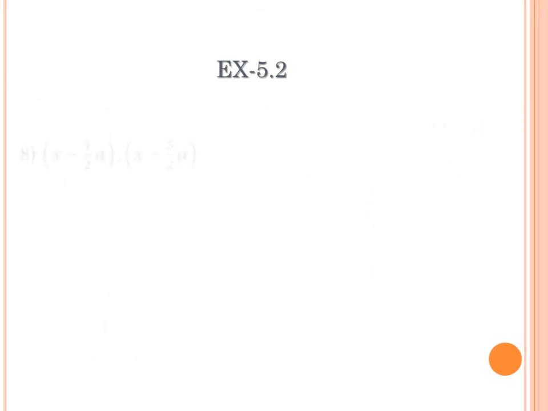So the next math is number 8. In here you can see from 1 to 7 we already used the a square minus b square formula, (a + b) into (a − b). But in here you can see these two signs: (x minus half a)(x minus 5 by 2a). In here the two signs are minus.